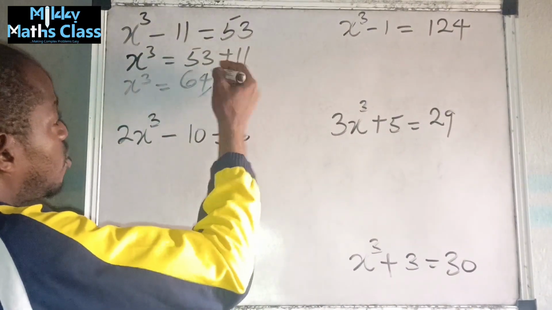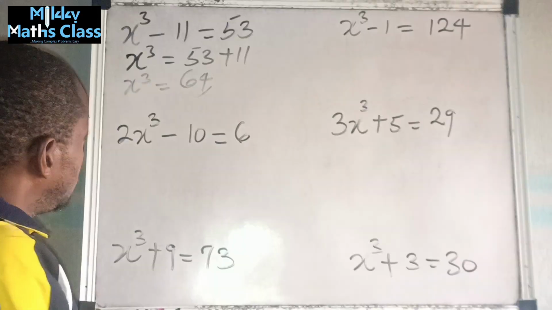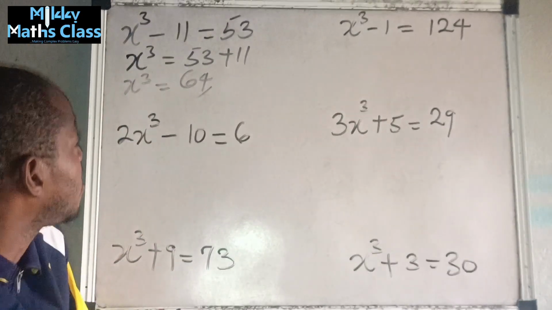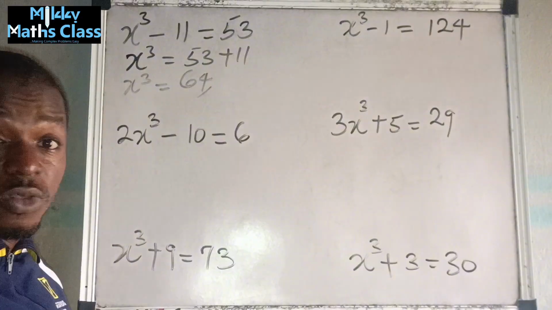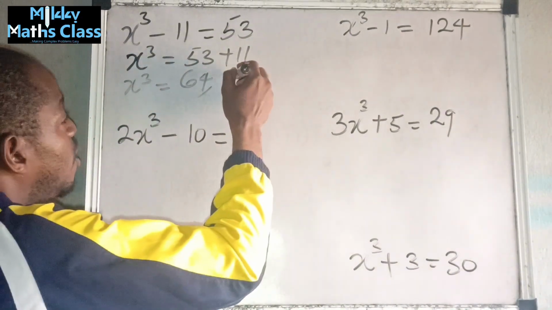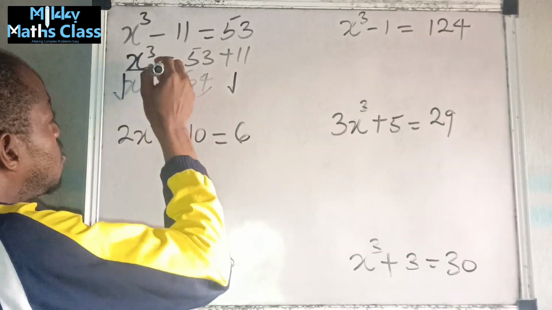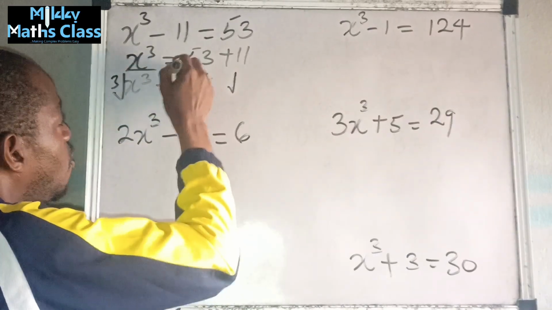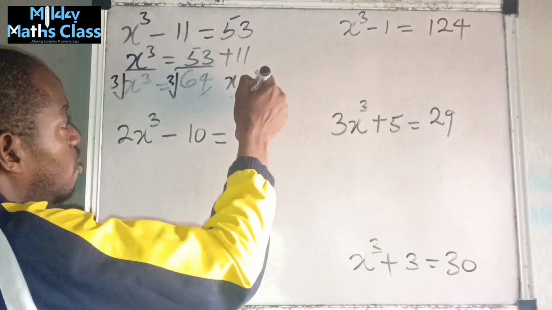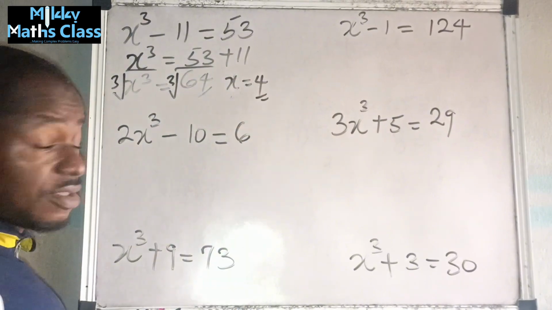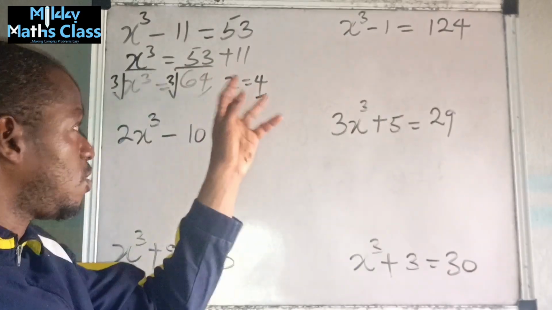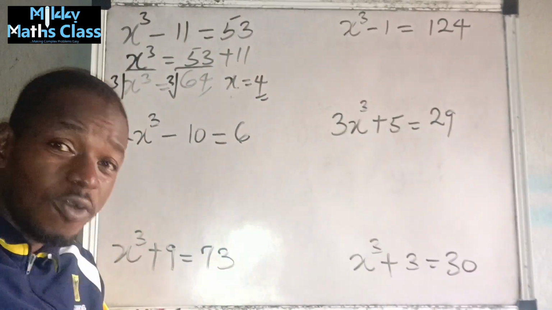Now here you take the cube root of both sides to get what our x will be. The cube root means what number will I multiply 3 times that will give me 64. So you have cube root of 64, which is 4, because 4 times 4 times 4 will give me 64. 4 times 4 is 16, 16 times 4 is 64. So that is the value of x.